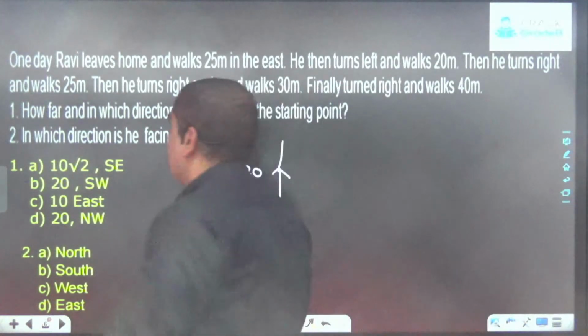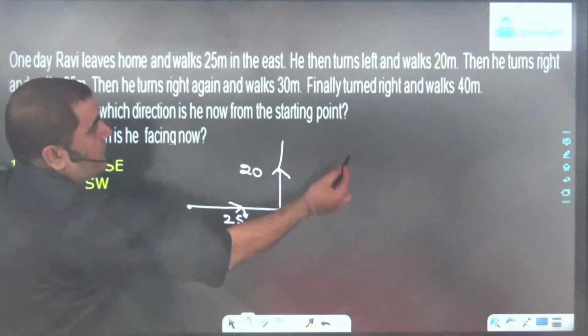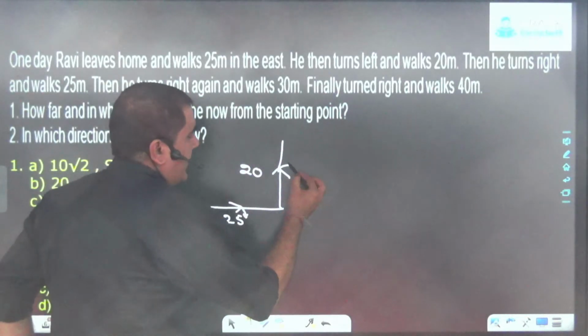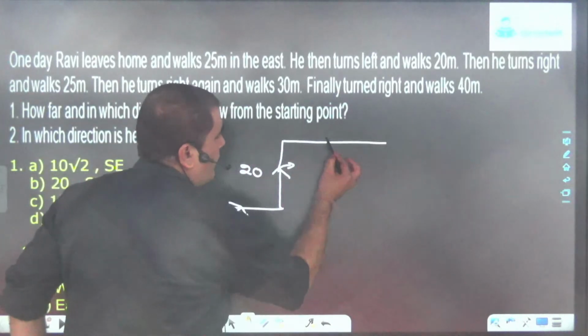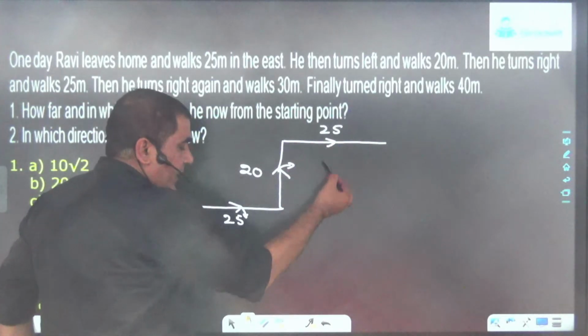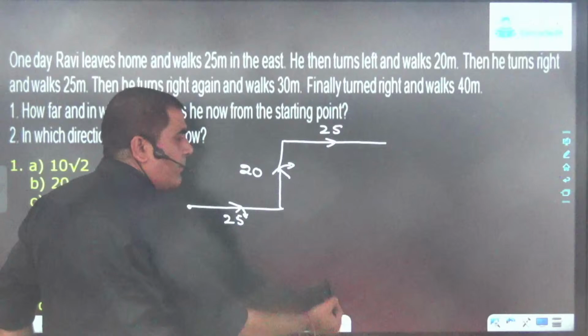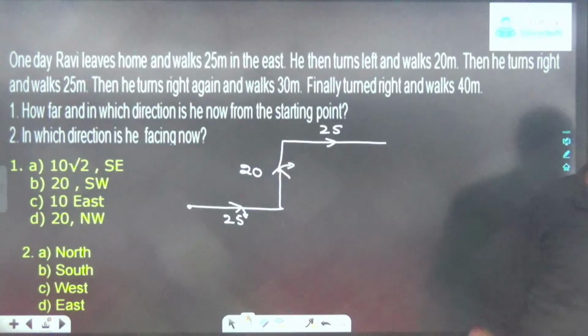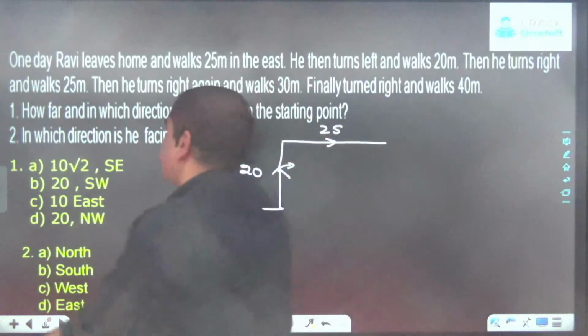Clear? Now they are saying, then he turns right and walks 25. Right will be what? Clockwise direction like this. So he turns right and walks 25. The moment I turn right, there are no parallel lines, so no problem at all. Next one.